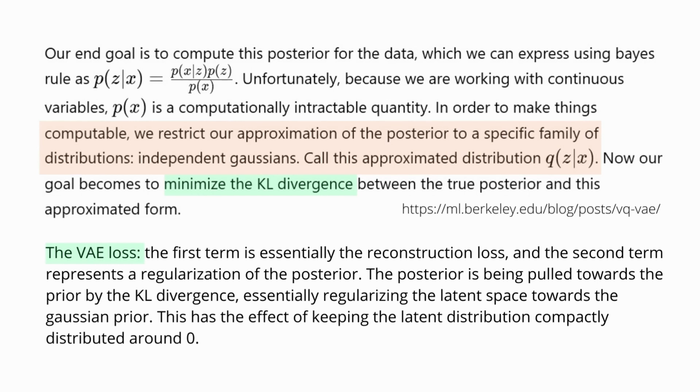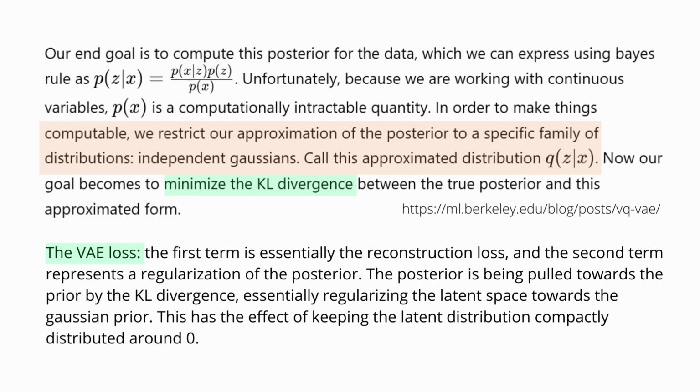And now this is the main part. This is the idea why we do all of this. So, this is from Berkeley, from ML Berkeley. Have a look at this here. I leave you the HTTPS link. So, our end goal is to compute the posterior for the data, which can be expressed using Bayes' rule.